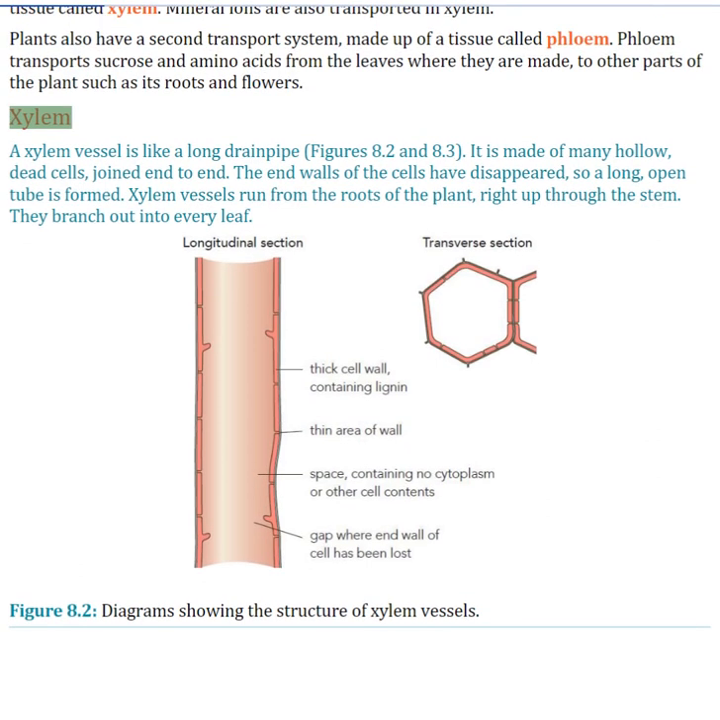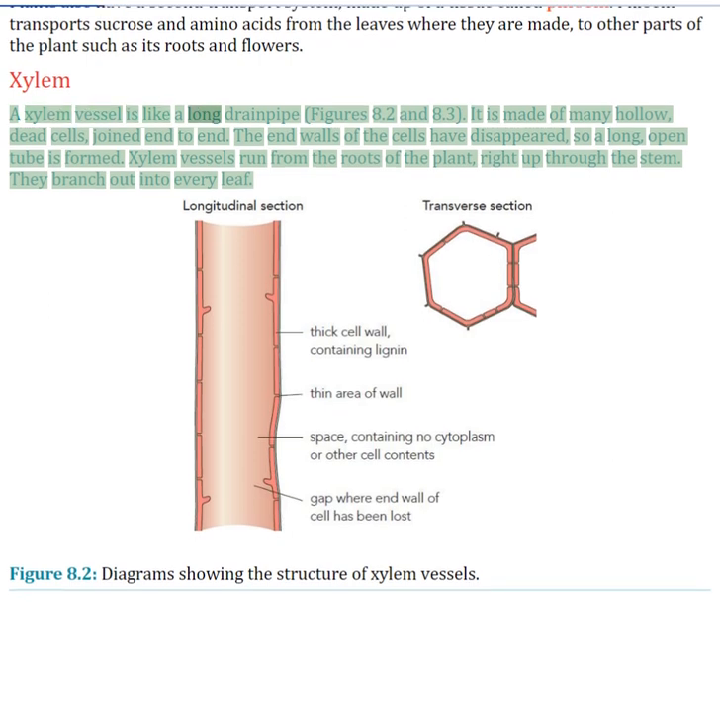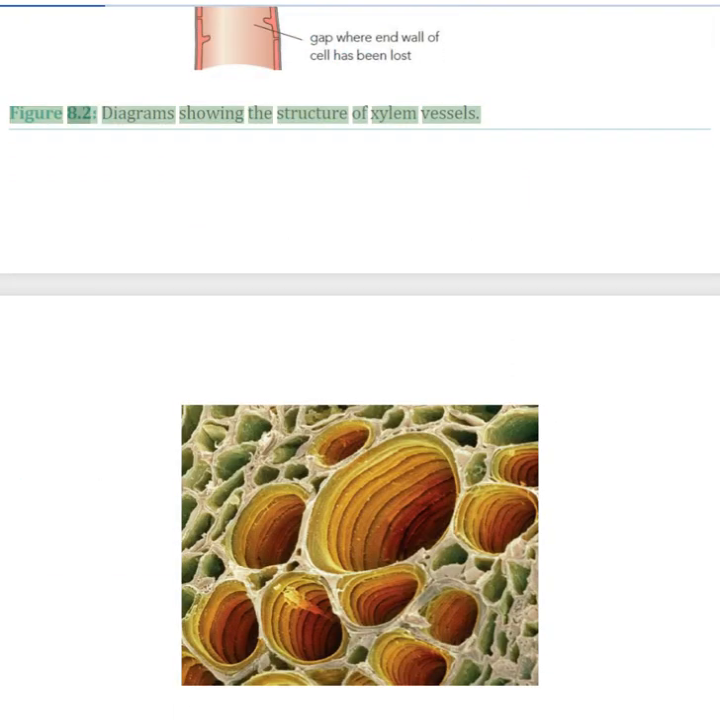Xylem. A xylem vessel is like a long drain pipe. It is made of many hollow, dead cells, joined end to end. The end walls of the cells have disappeared, so a long, open tube is formed. Xylem vessels run from the roots of the plant, right up through the stem. They branch out into every leaf. Figure 8.2: diagrams showing the structure of xylem vessels.